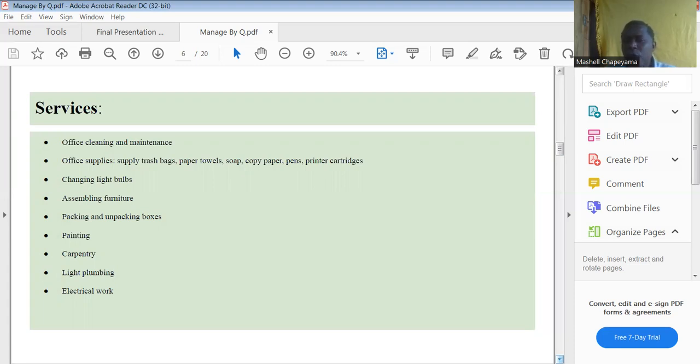They can also change the light bulbs, assemble the furniture, pack the boxes and unpack them. The company can also paint or do some carpentry or light plumbing and electrical repairs. This it offers on demand.